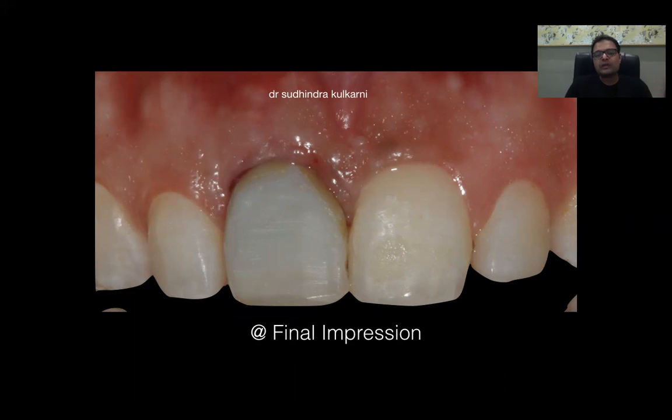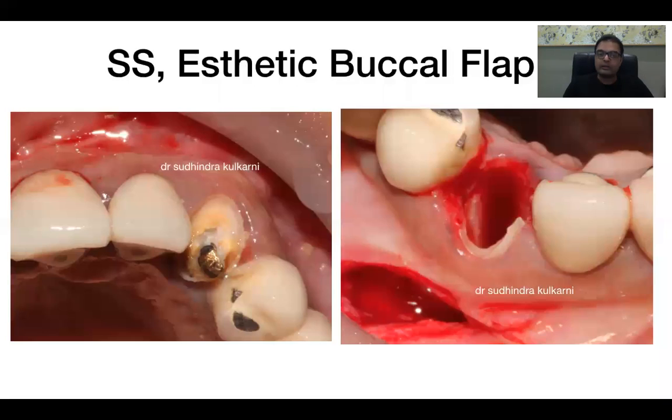Now what we see here is an excellent zone of keratinized tissue and beautiful soft tissue contours around them. The reason is we did not have any buccal release incisions, so there are absolutely no buccal scars in this particular situation. That's the biggest advantage of moving the tissue from the palate to the buccal.